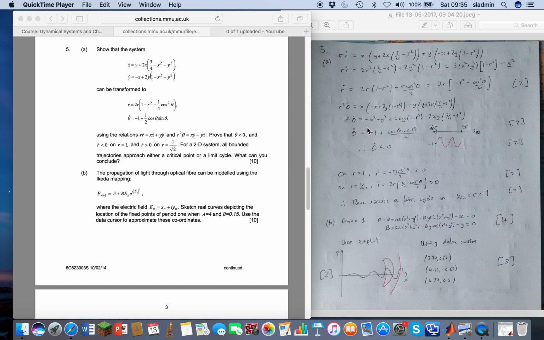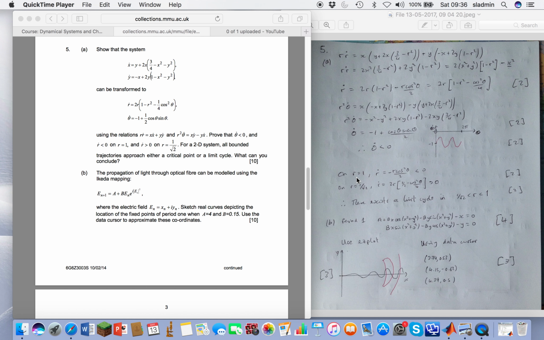If we EasyPlot this function, this is what it looks like, and you'll see that theta dot is always negative from this simple picture here. On r equals 1, if we put r equals 1 into the r dot, then r dot is minus r cos squared theta over 2, which is going to be negative, and on r equals 1 over root 2, r dot is positive. So we get an annular region where the trajectories go inwards, so therefore there exists a limit cycle in the annular region, r is bigger than 1 over root 2, but less than 1.